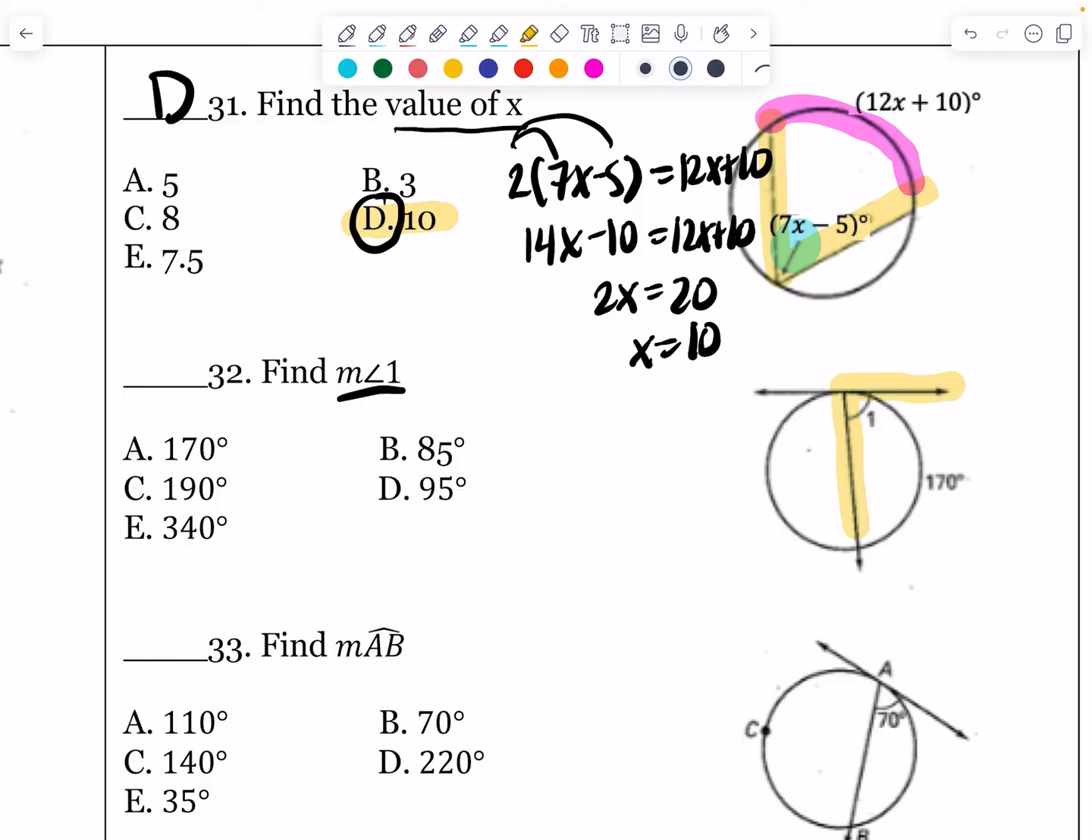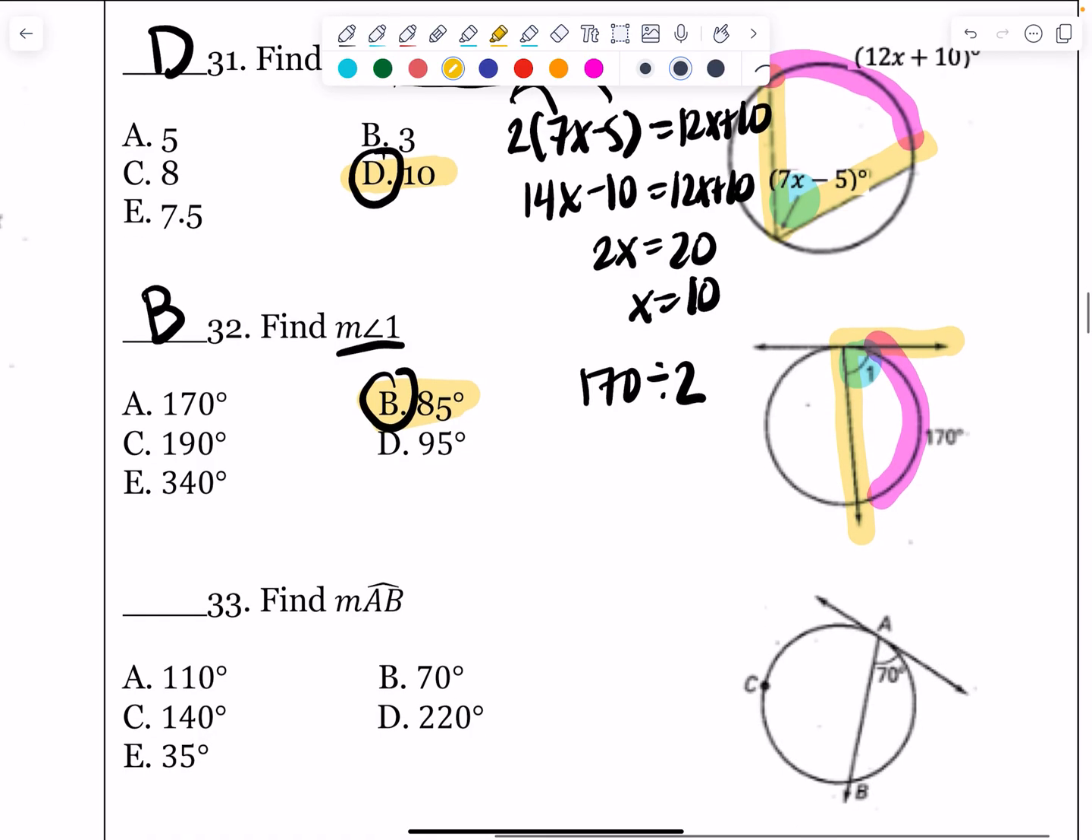This is an inscribed angle still. It is going to be half of this intercepted arc. So I'm going to take 170 and divide it by 2. And when I do that, I'm going to get 85 degrees. That's going to be B. Make sure you answered the question. We wanted to find the measure of angle 1. That's what we just found.